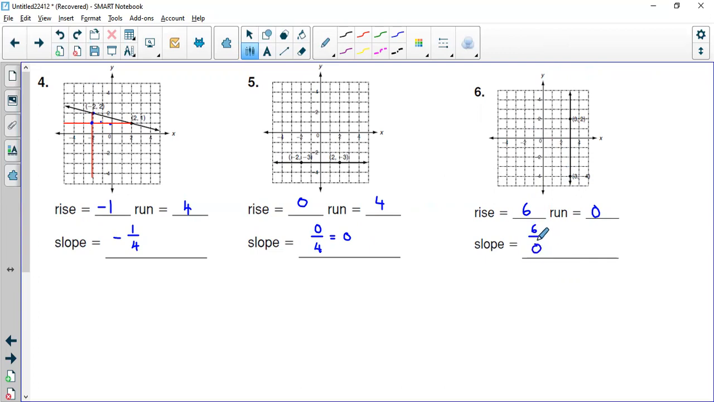Now, do you think you can divide any number by 0? Basically, 0 by itself is nothing. So we cannot divide this, which means there will be no answer for this, right? Because you cannot divide 6 by 0. So when you cannot divide 6 by 0, we say that the slope here is undefined, because we cannot divide any number by 0. It's undefined.